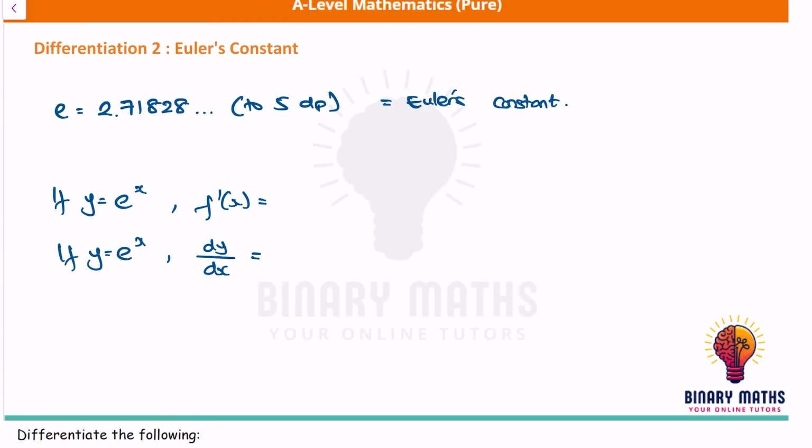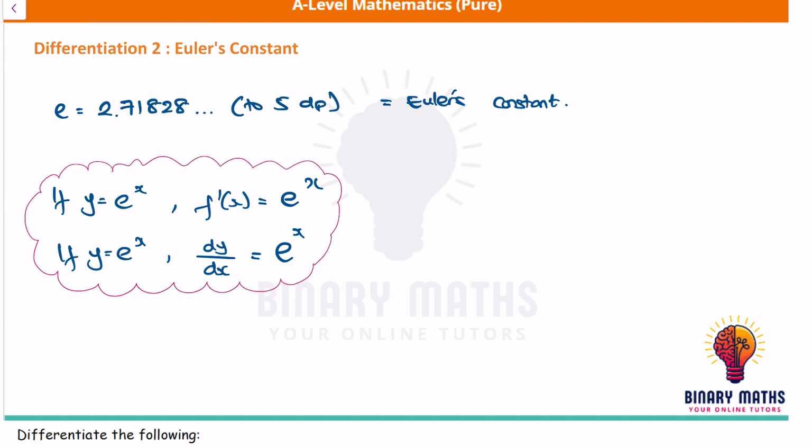So if y is equal to e to the x, f dash of x is equal to e to the x. And if y is equal to e to the x, dy dx is also equal to e to the x. So that's the key thing to take away. The derivative of e to the x is equal to e to the x.